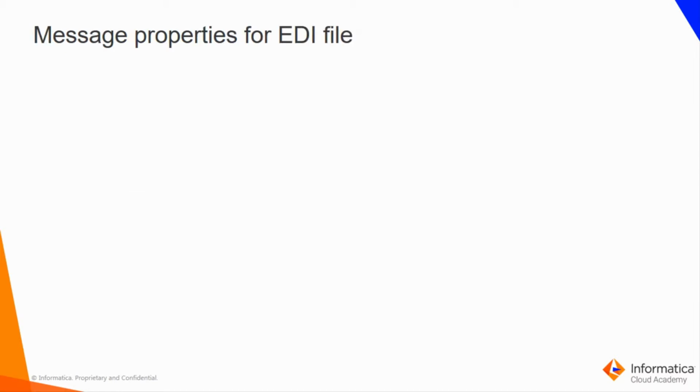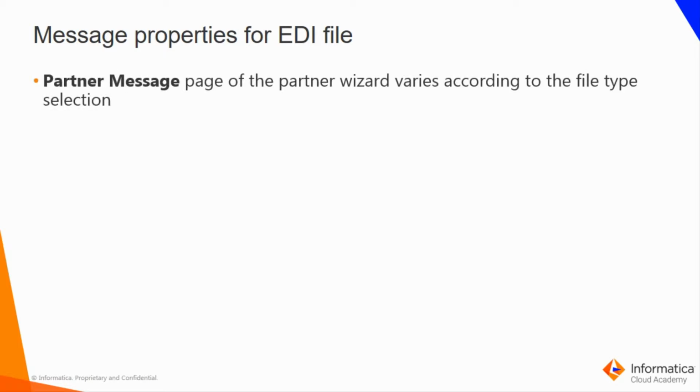After you define the basic properties of a partner and select the file type X12 or EDIFACT, you must define the messages you expect to exchange with your partner. The partner message page of the partner wizard varies according to the file type selection. Informatica Cloud B2B Gateway rejects every incoming or outgoing message that is not listed for this partner.